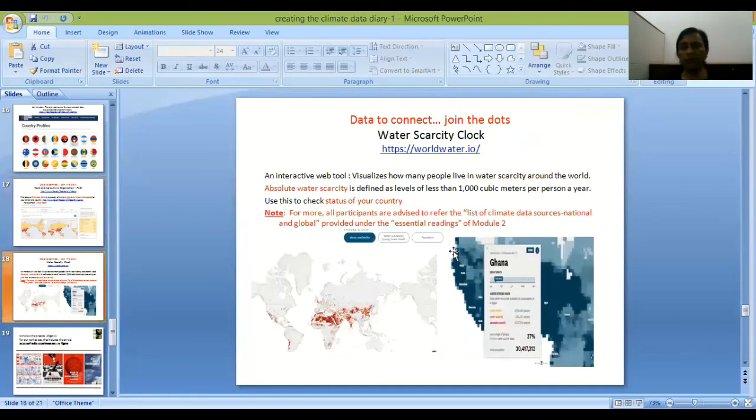Water scarcity clock is another interesting tool that I came across, and I'm sure you'll love it. It's also an interactive tool. You can use this to visualize how people are living in the world that is scarce of water. This especially focuses on absolute water scarcity across the world. I would urge you to check this out to know the status of your country. And once again, it can be used by you to create a data card on your country's water scarcity.